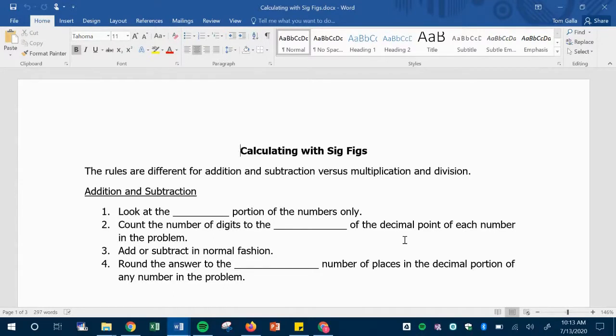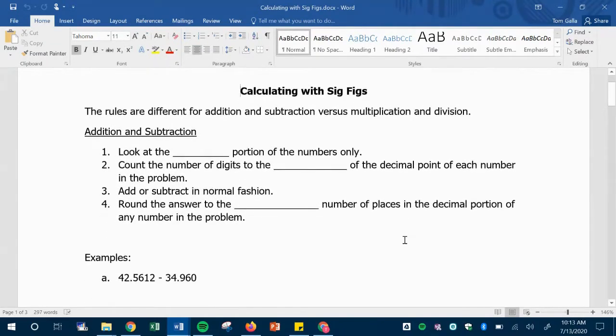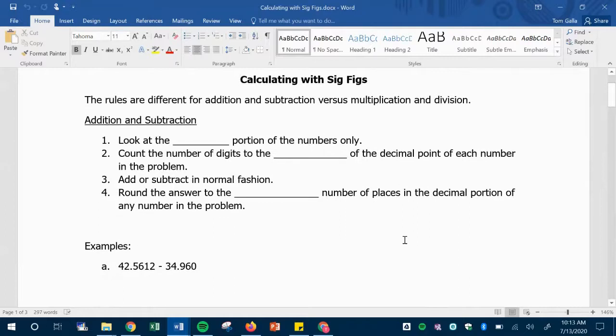And so, as it turns out, there are rules for how we have to round numbers based on the number of sig figs that are there for each individual number, as well as whether or not we're adding or subtracting or multiplying or dividing. The rules are different for addition and subtraction versus multiplication and division. Let's first start off with our addition and subtraction rule.